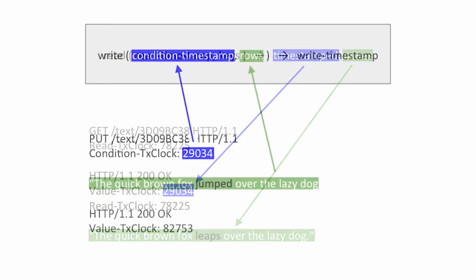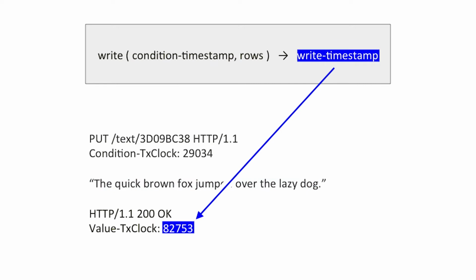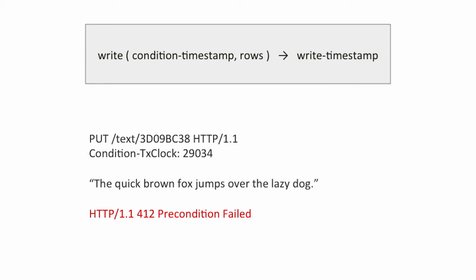The first user then writes their update, and they include as a condition this timestamp from the original value. Nobody has changed the value since then, so this update succeeds. And the first transaction gets back the timestamp on the new value. Our second user also writes back their new value, and they also use the timestamp from the original value as a condition. This time, somebody has changed the value, and so our second user is notified that their condition failed.